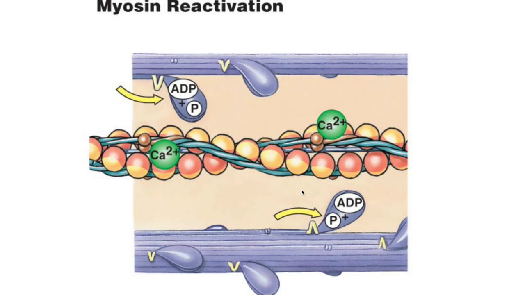And then we have myosin reactivation, where the ATP is split and the energy that was stored in that bond is used to reactivate the myosin head, and then it's ready to go again. And the process will keep going as long as calcium is present and as long as there's enough ATP. That process will keep going.